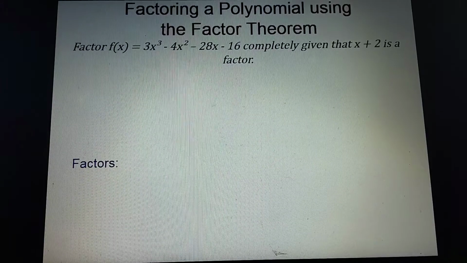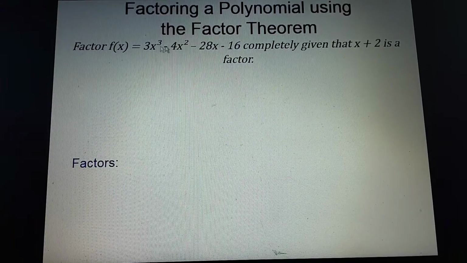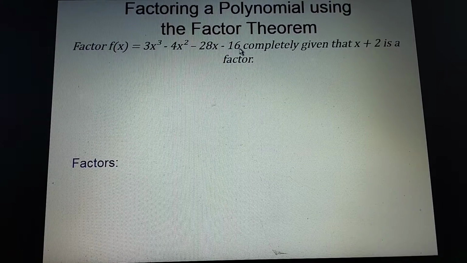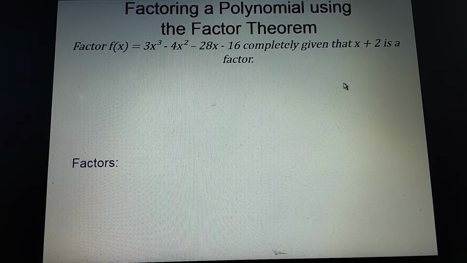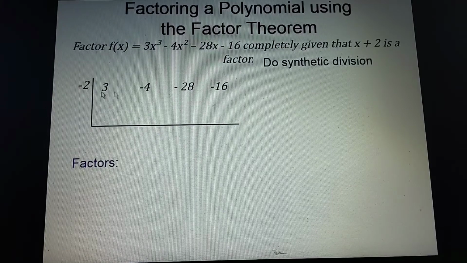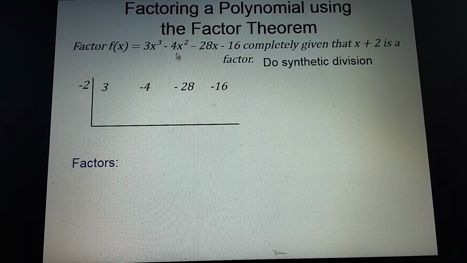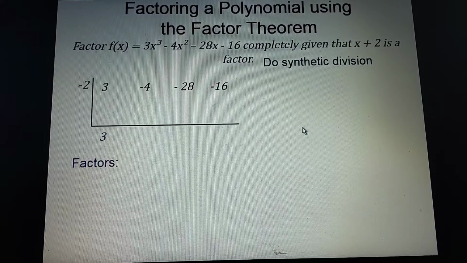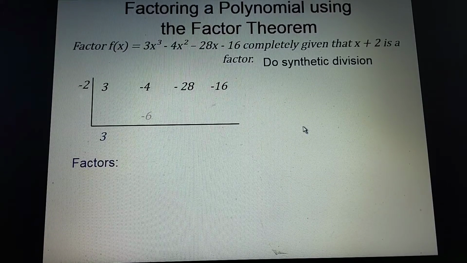This is how a problem is going to go. It's going to say factor this polynomial completely, given that x plus 2 is a factor. So I'm going to divide this polynomial by x plus 2 using synthetic division. Remember, opposite sign: I'm not using a positive 2, I'm using a negative 2, and only the coefficients. You will still need a placeholder if it skips any powers of x. Bring down the 3. Multiply 3 times negative 2, you get negative 6.